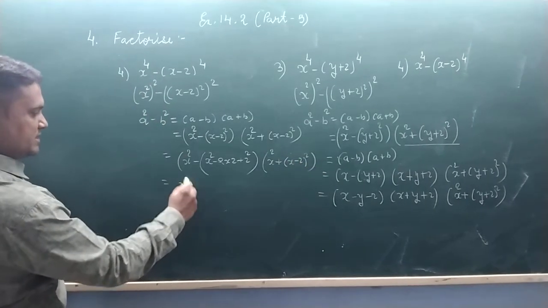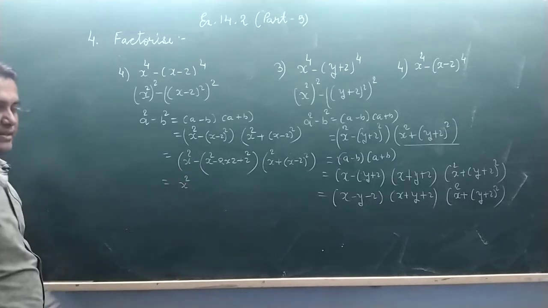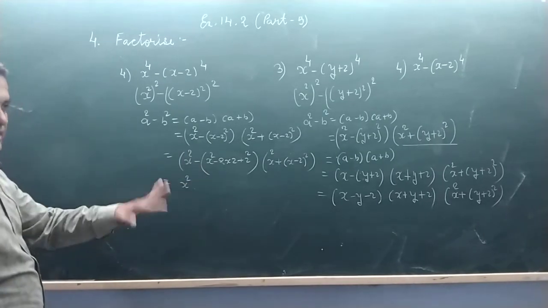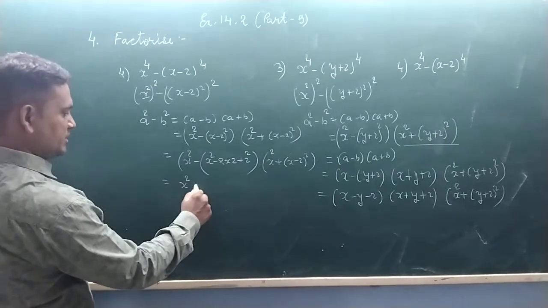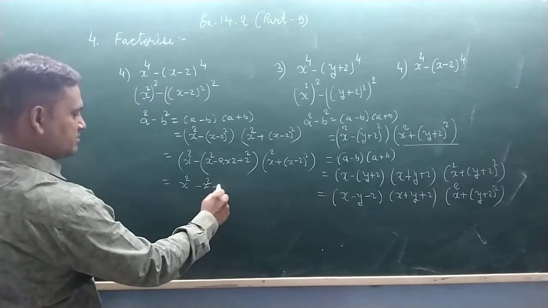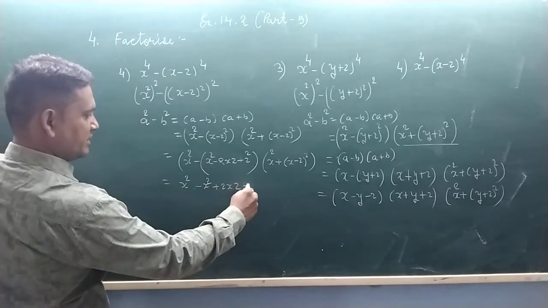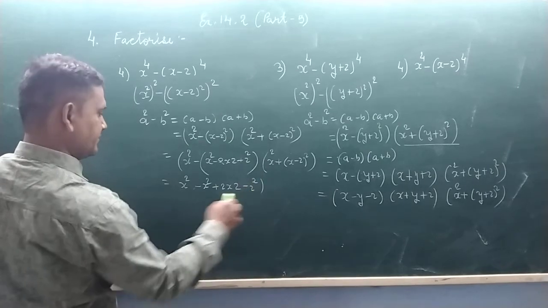Now students this is x square. Now bracket before minus sign, so when we leave the bracket the sign will change. So this plus becomes minus, this minus becomes plus, and this plus becomes minus.